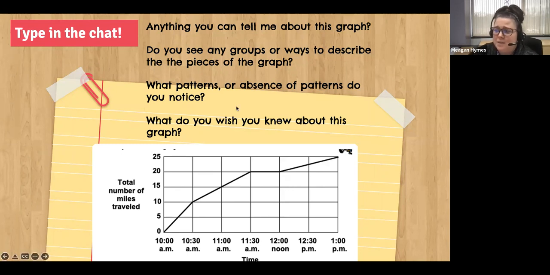And again, you can ask them these questions and post these questions. What patterns or absence of patterns? We're not trying to hide the language from them. We're trying to get them to use it. And I think providing it and giving them frames to do so. We're not going to have time to do this. If you want to type in the chat, you can, but I'm going to click through some of this.